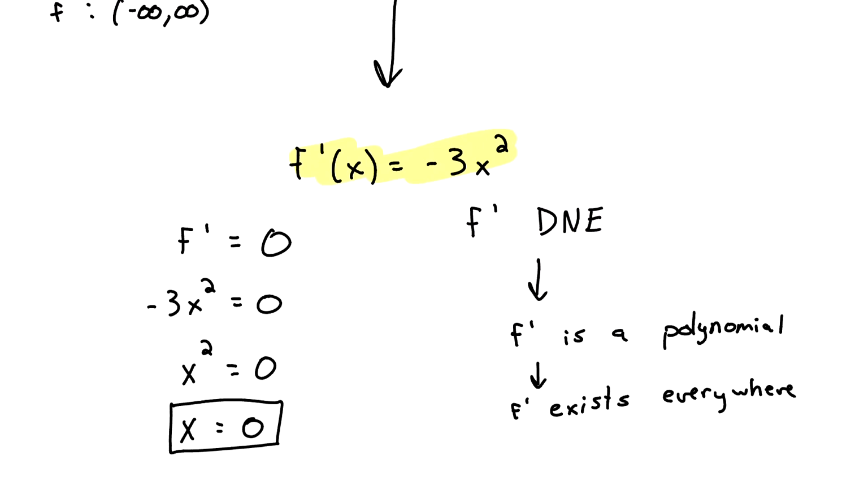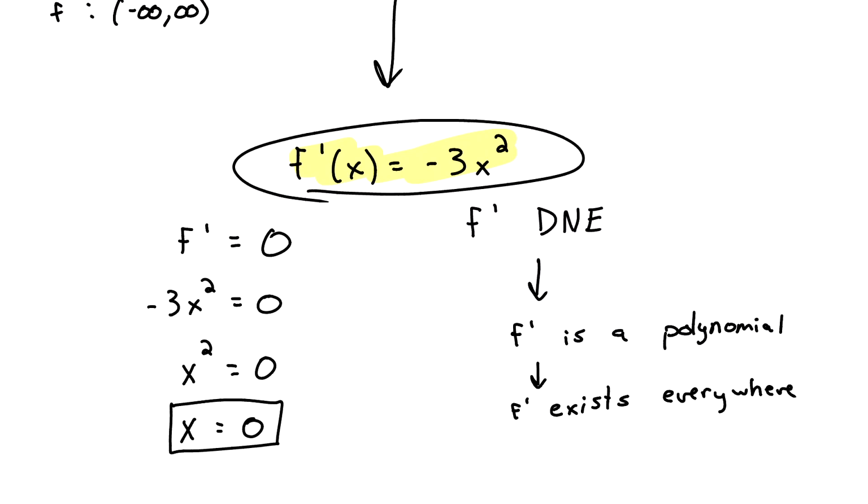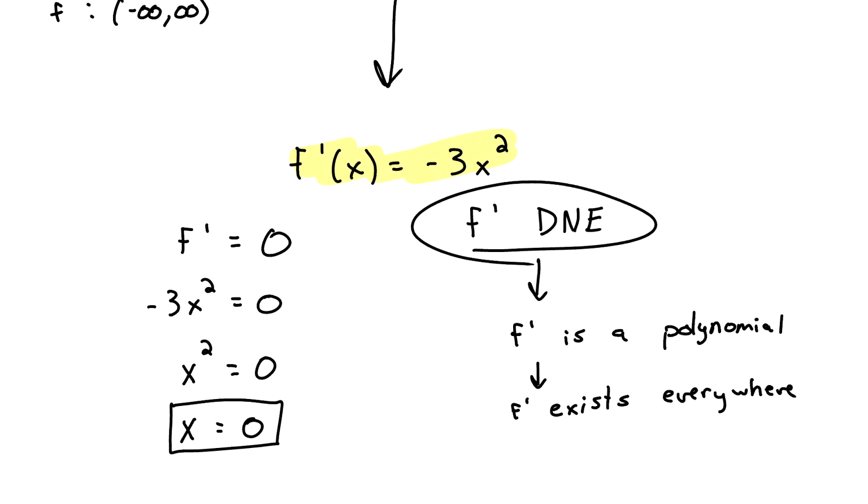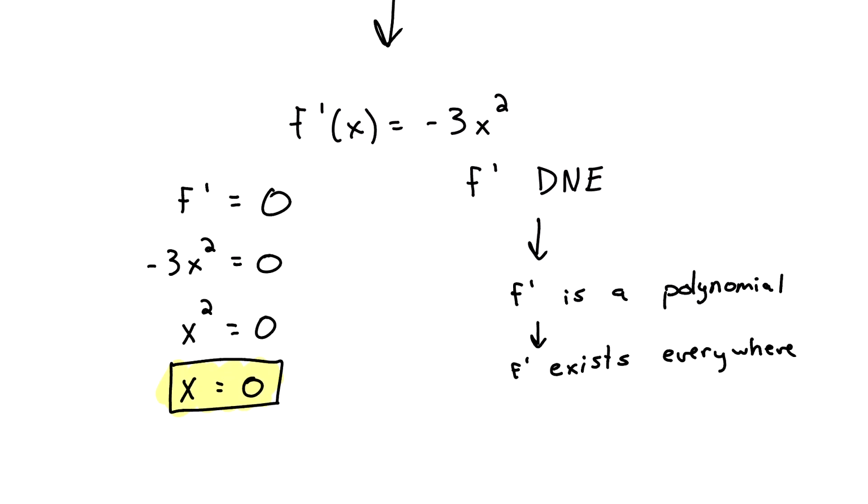So when I'm thinking about places where f prime does not exist, there are none, because f prime is a polynomial. If you find a derivative and that derivative is a polynomial, we don't need to consider this case because that function is defined everywhere. So there's not going to be any extra critical numbers there. That means we only have the one critical number here: x equals 0. So there is our first example. Let's look at one more here.